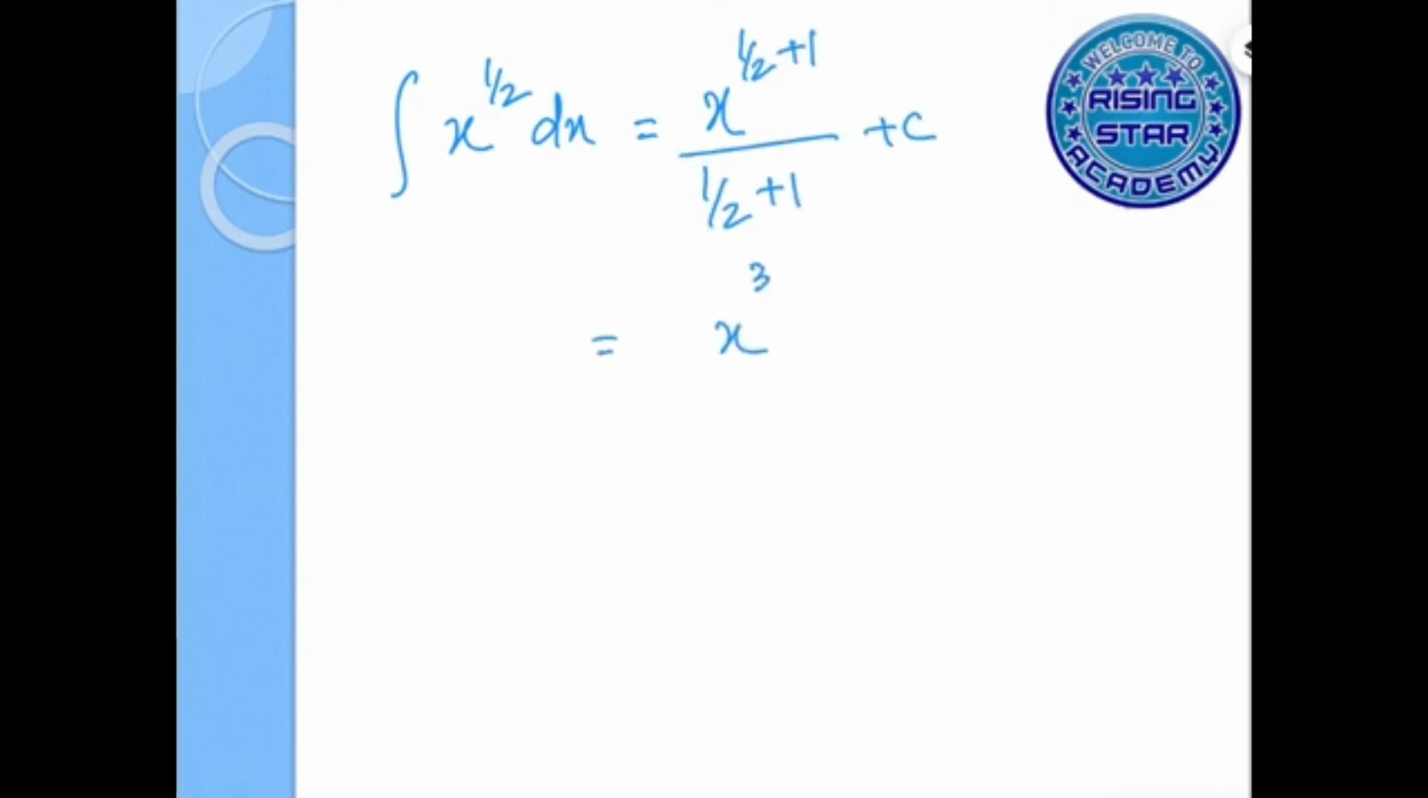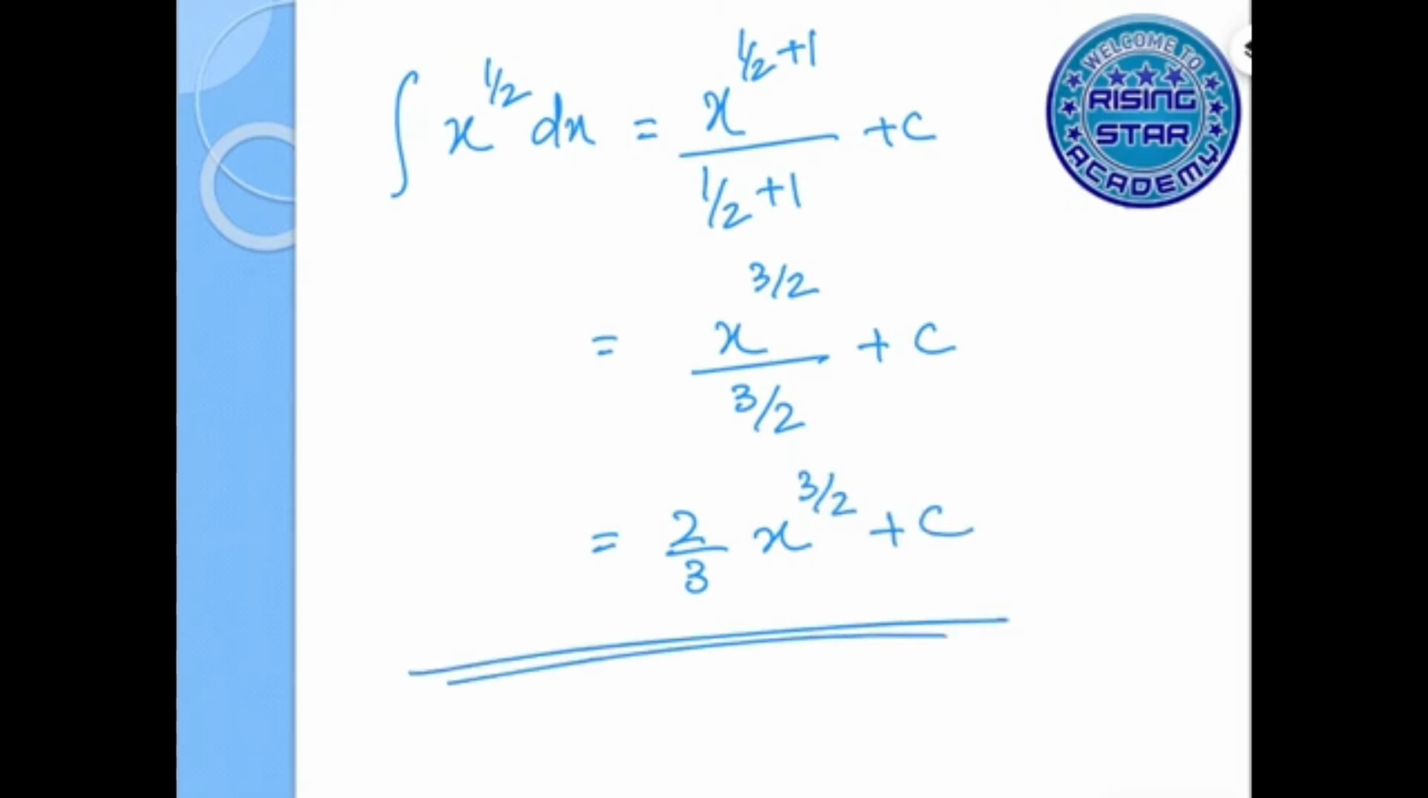For the next example, if I have a fractional value like x to the power of 1 over 2 dx, so x to the power of half plus 1 over half plus 1 plus c, that would become x to the power of 3 by 2 over 3 by 2 plus c. We can also write it like this: 2 over 3 times x to the power of 3 by 2 plus c. So that's all. Now we will move to the exercise.